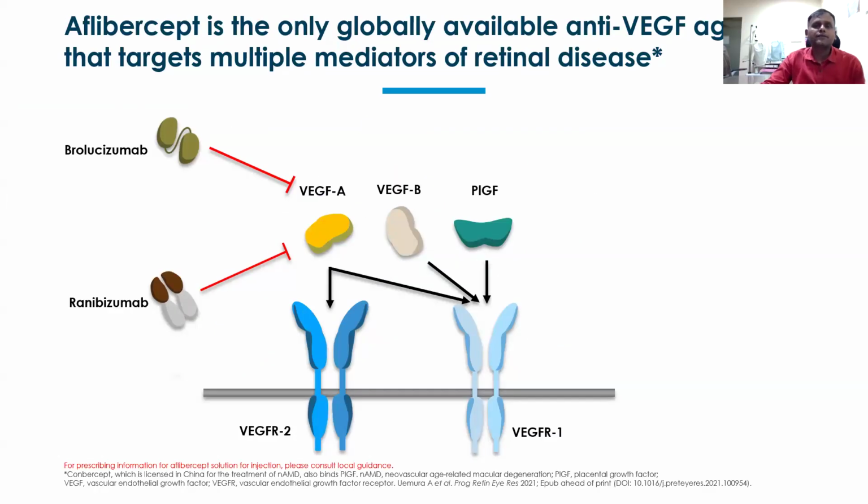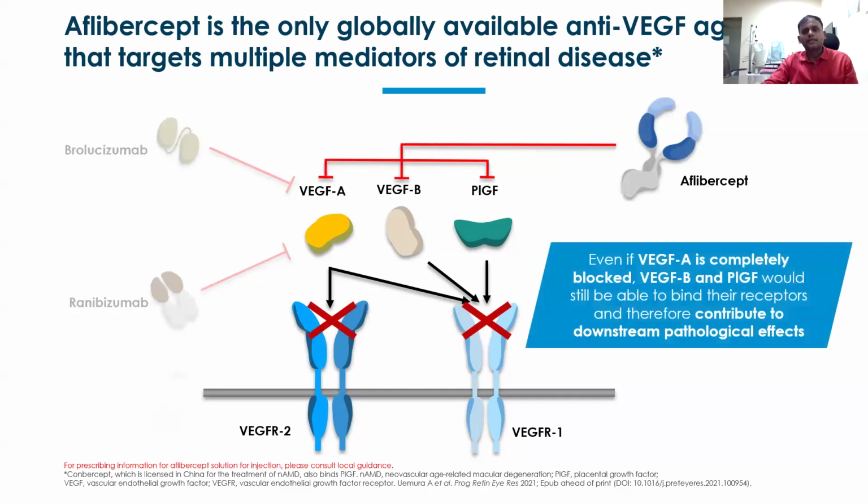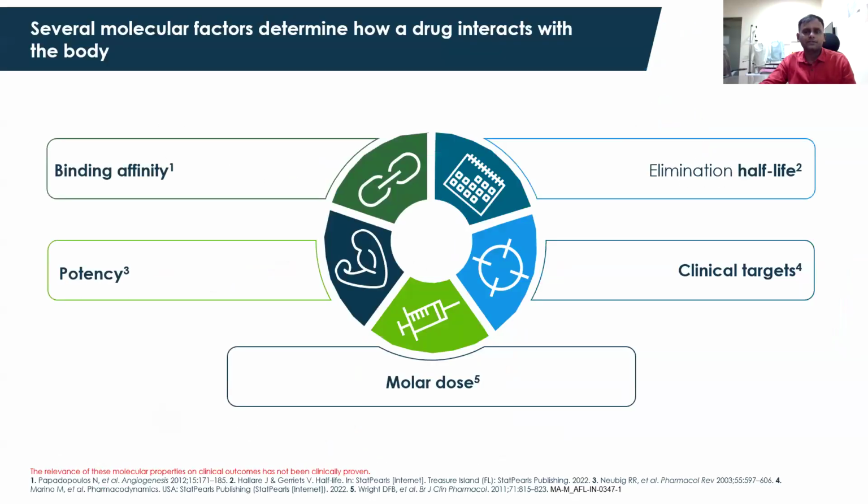Aflibercept is the only globally available anti-VEGF agent that targets multiple mediators of retinal diseases. As seen here, brolucizumab and ranibizumab target only VEGF-A, whereas aflibercept targets multiple targets like VEGF-A, VEGF-B, and PlGF. So even if VEGF-A is completely blocked, VEGF-B and PlGF would still be able to bind their receptors and therefore contribute to downstream pathological effects.